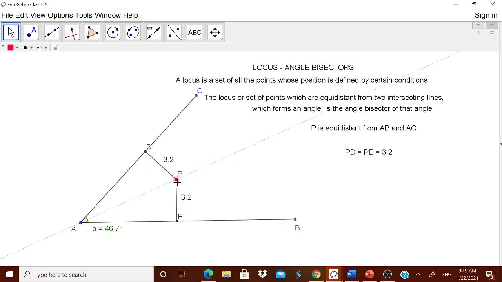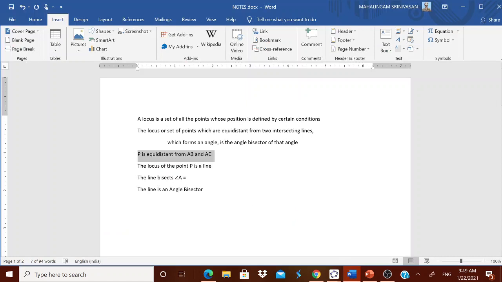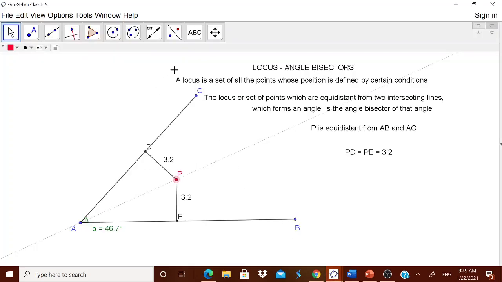Is it okay? Okay, now what is the next one we want? The locus of the point is a line. Over that we are claiming that. Okay, that also we will make a statement, and we can ask the children what it looks like.